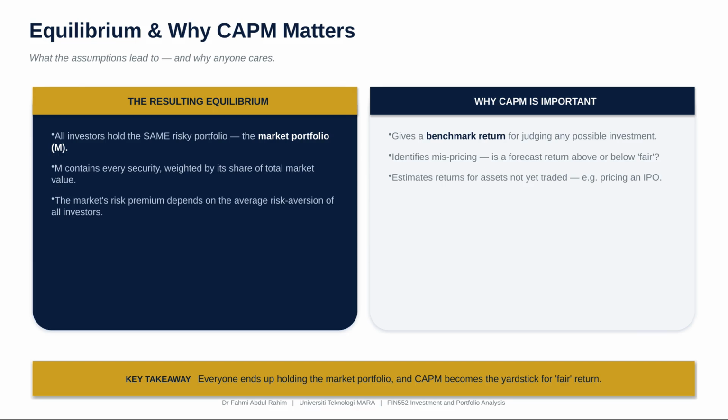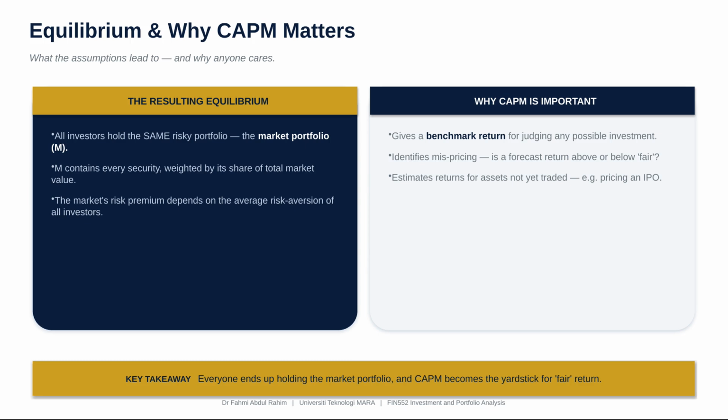So what do all those assumptions actually lead to, and why should anyone care? On the left is the resulting equilibrium, the state the market settles into. The remarkable conclusion is that all investors end up holding exactly the same risky portfolio, which we call the market portfolio, labeled M. This market portfolio contains every security in the market, each weighted by its share of the total market value. So bigger companies make up a bigger slice, and the market's overall risk premium depends on the average risk aversion of all investors taken together. The more fearful the crowd, the higher the premium, as we saw. This is a powerful and surprising idea that in theory, everyone should hold the same diversified market portfolio.